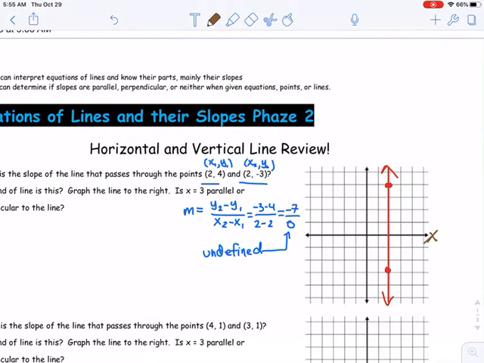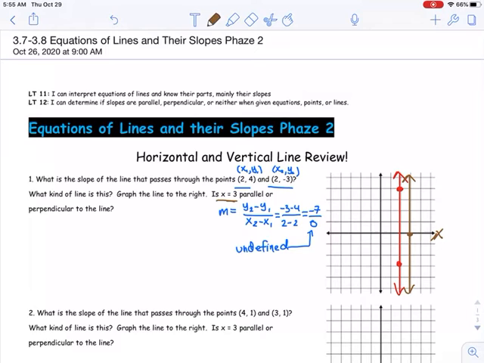All right. So now we're going to graph the line to the right, x equals 3. So remember, this is the x-axis. So what we're going to do is go to 3 on the x-axis and plot that. And are these lines parallel, perpendicular? They are parallel. Okay, so remember we have vertical lines.